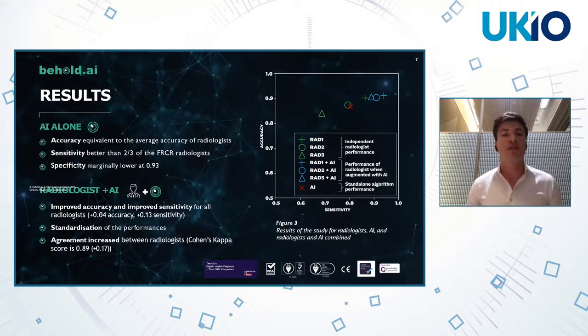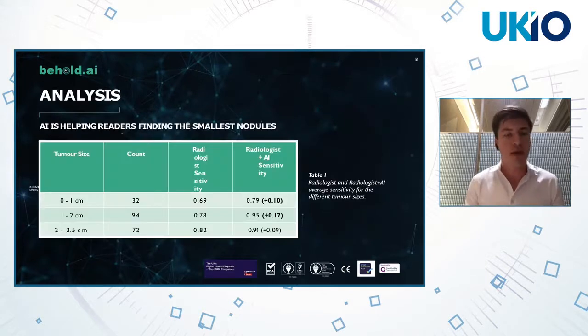And you can also see that there is a standardization of the performances. All the performances now are much closer to each other than they were before. In particular, what's interesting is that the lowest performing radiologist in the first place, now with the AI, is better than the best performing radiologist alone. So you can really talk about addressing the health inequalities with AI, as the agreement rates between radiologists are much higher now.